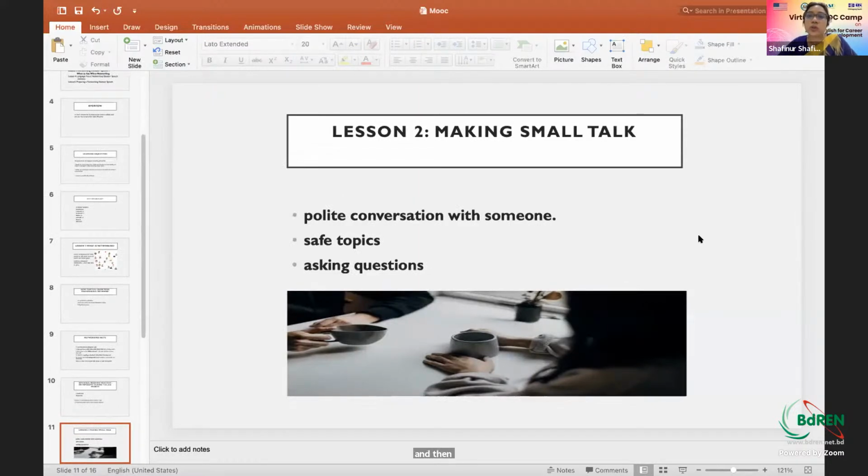Lesson 2, we will learn about how to make small talk. And small talk, it's not like that you have to make some small sentence and then start talking. It's not like that. Making small talk means actually having a polite conversation with someone who is not that much known to you. And also, it's better if you can start with some safe topics.